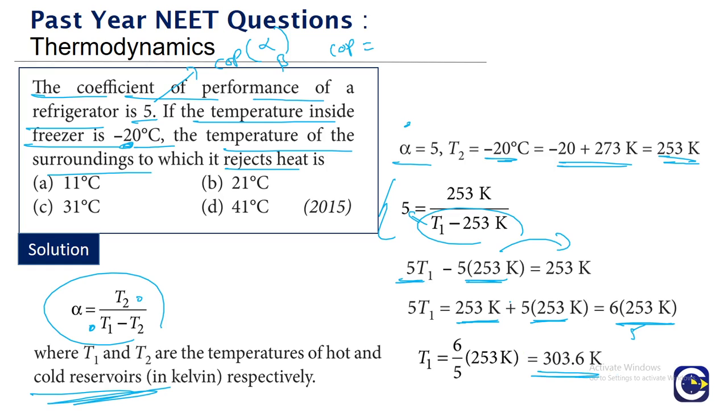But we are looking on Celsius scale, right? Look at the options. All the options are in Celsius scale. Means we have to do what? Minus 273. Then we will get what? We will be getting 30.6 Celsius. So we can take it approximately as what? 31. So correct answer for this is option C.